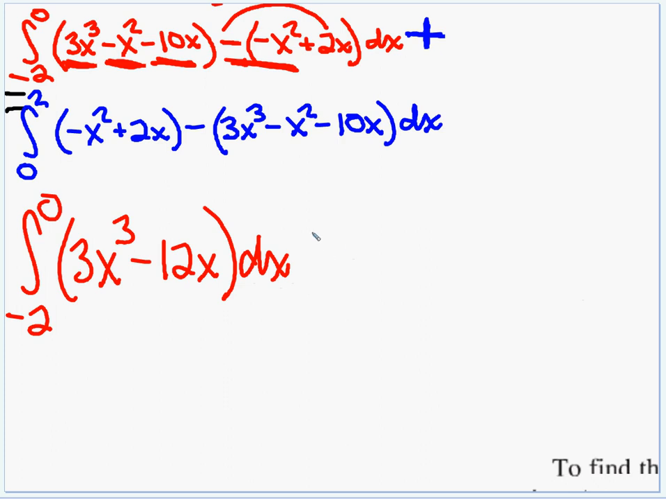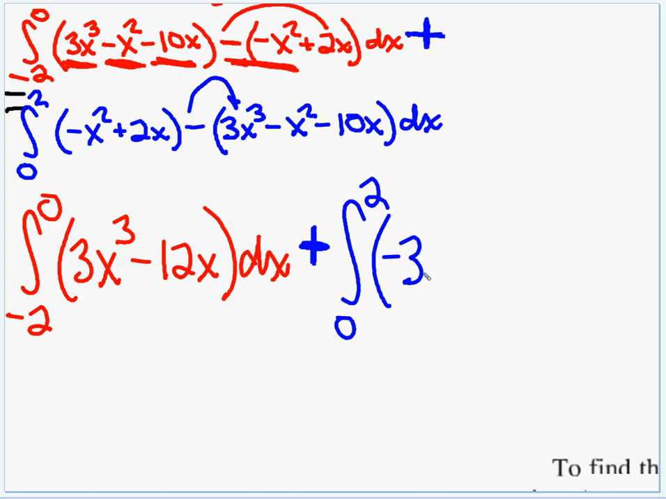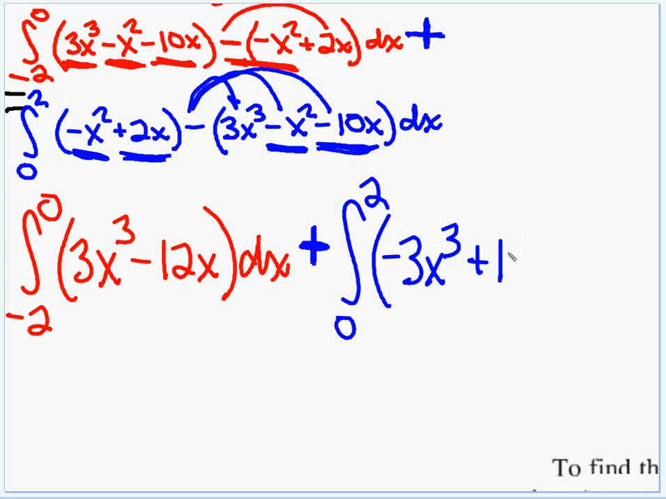And now we're going to add to that the next integral that picks up at 0 and goes to 2. When we distribute this negative, now our leading term is a minus 3x cubed. We're going to distribute the negative to make this a plus x squared. It hits the negative x squared, that's still going to cancel. And now we've got a positive 2x plus 10x, so now it's a plus 12x. And that gets a dx.